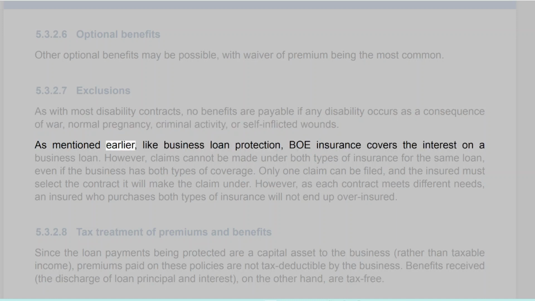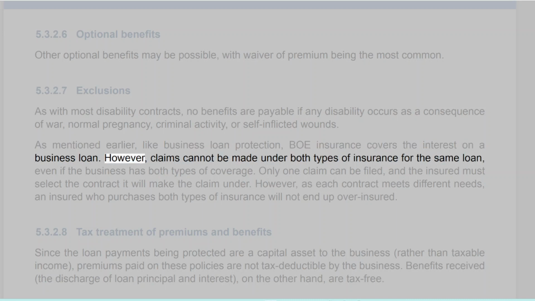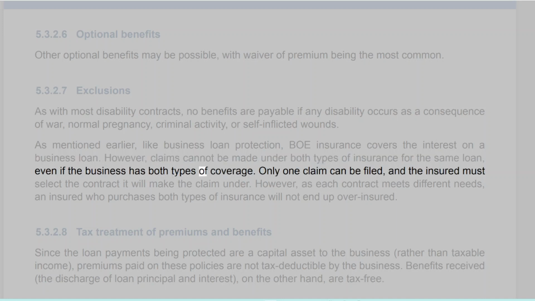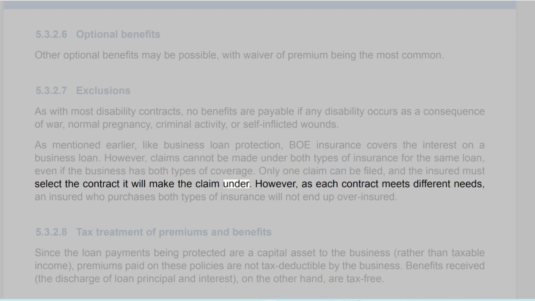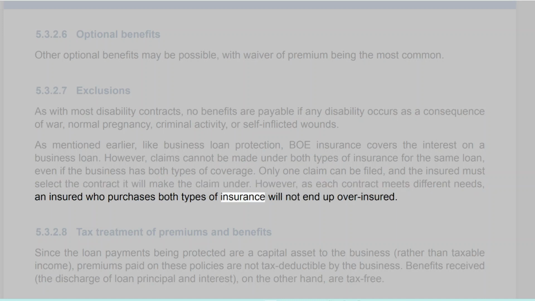As mentioned earlier, like business loan protection, BOE insurance covers the interest on a business loan. However, claims cannot be made under both types of insurance for the same loan, even if the business has both types of coverage. Only one claim can be filed, and the insured must select the contract it will make the claim under. However, as each contract meets different needs, an insured who purchases both types of insurance will not end up overinsured.